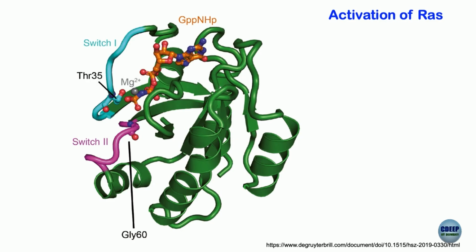Now, there are two molecules which are very important. In switch 1, threonine 35 and switch 2, glycine 60, stabilizing GTP. GTP goes and sits in between the switch 1 and switch 2 region, but the magnesium ion stabilizes the GTP in the protein. So, you have this glycine 60 and threonine 35, which are very important.